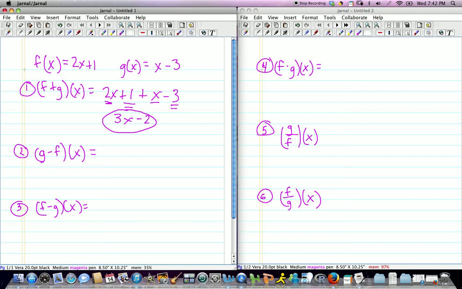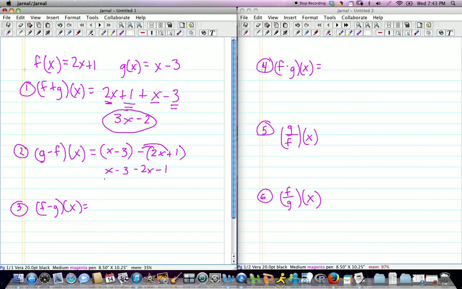Notice that because g comes first, we start with g. So I'm going to put x minus 3 here. I'm going to put parentheses around it because it's a subtraction problem. So I'm going to subtract my f, which is 2x plus 1. The reason I put parentheses was because the subtraction goes with every term in parentheses, so I have to distribute the negative. So this becomes x minus 3. I distribute, I get minus 2x. I distribute, I get minus 1.